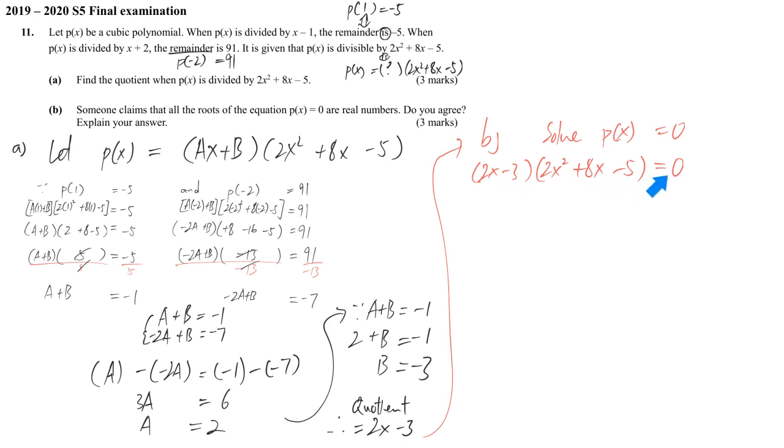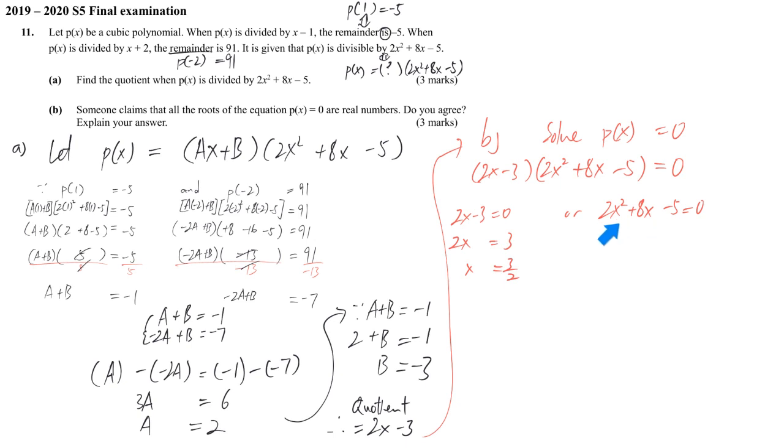To solve this equation, this is a cubic polynomial, cubic equation. For any equation with power 3 or higher, our strategy is to factorize it. We already factorized: something times something equal to 0. Then by our logic, the zero product rule, we know that either the first factor equals 0 or the second factor equals 0. To solve this linear equation is simple. 2x is equal to 3, which means x is equal to 3 over 2.